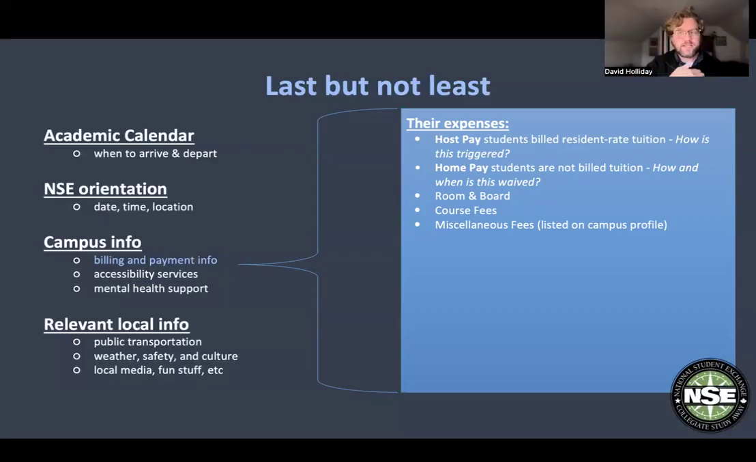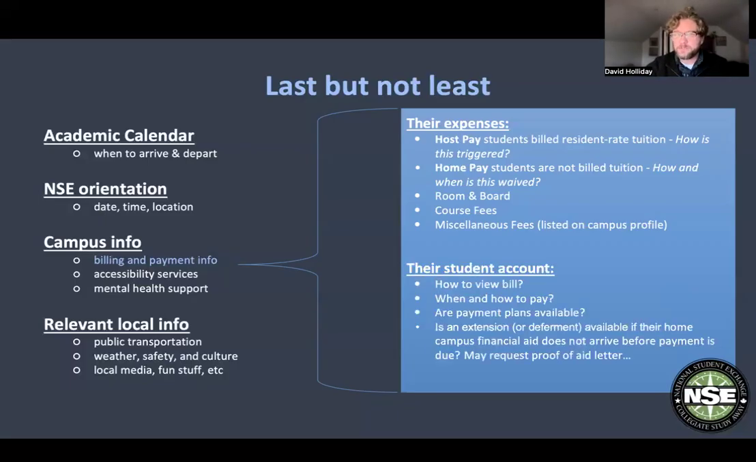Home pay students, again, they should not be billed your tuition. So maybe it's a manual waiver that is put in place. But again, if it's something that's triggered by registration or a placeholder or a student group for PeopleSoft, how and when is this waived? Make sure that's in place. When and how are they billed room and board? Are there course fees they're responsible for? And then those miscellaneous fees, these things that should be posted on your campus profile. Make sure students know when these will be posted and when they're expected to pay their bills.